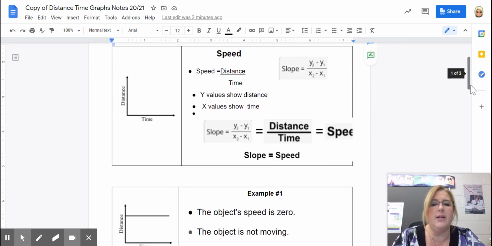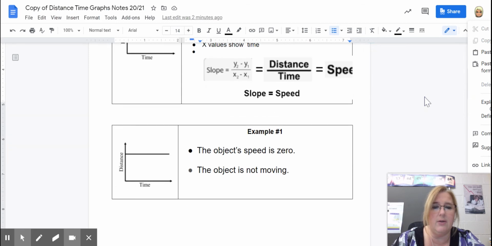I'm not really going to make you calculate slope, but I want to point out a couple things. If you're looking at your change in y's, your y values are showing distance. If you look over here, you can see distance. Your x values are showing time. So you have distance divided by time. Notice that slope is y's over x's, which is distance over time, which is equal to speed. So really we can say that the slope of the line is the speed of the object. So when you're looking at the slope of these graphs, you're looking at how fast it's going.